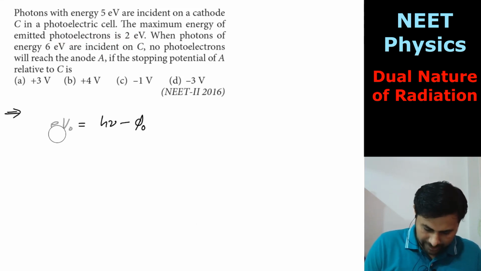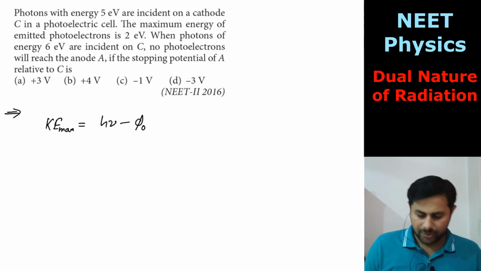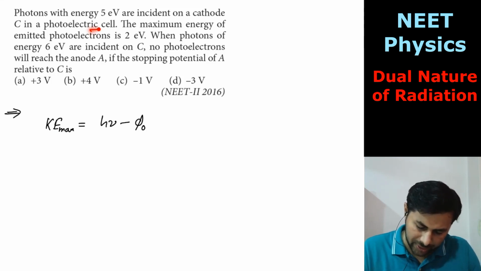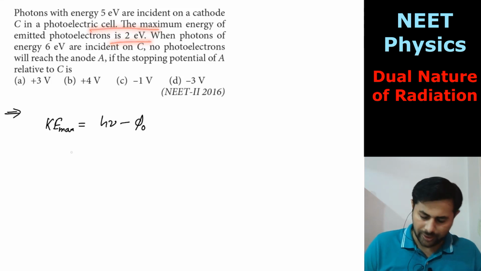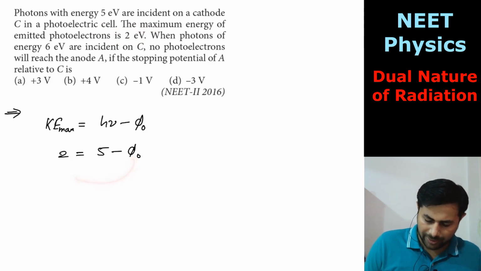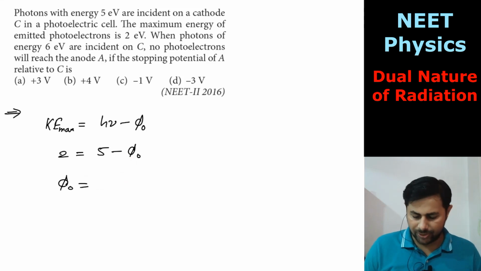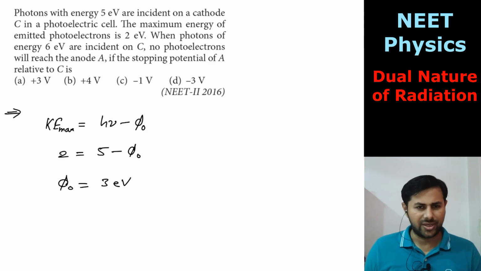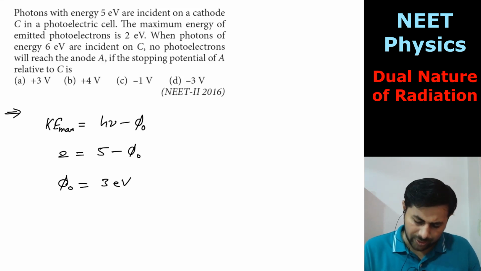So Ke max is equal to h nu minus phi naught. So this is 5. Energy of electrons is 2, no? Okay, so 2 is equal to energy of light is 5 minus phi naught. So from here you get phi naught, and phi naught is equal to what? 5 minus 2, so that is 3 electron volts. Okay, 3 electron volts. Then you substitute that.